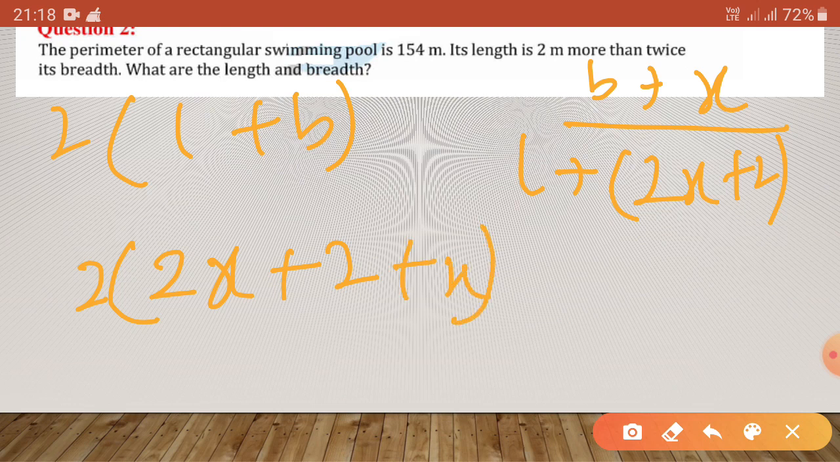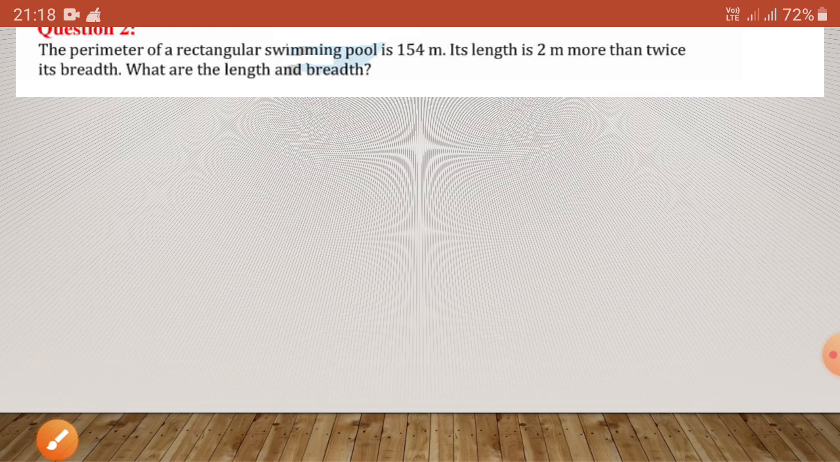Okay, and according to the question it is equal to 154, because here the statement is the perimeter of the rectangular swimming pool is, so we know "is" means equal sign, so here put the equal sign and write 154 on the right side. Okay, got it? So this is the procedure to write the statement according to the question.